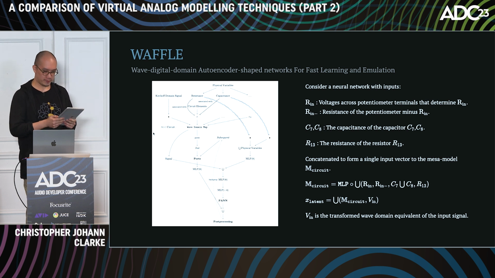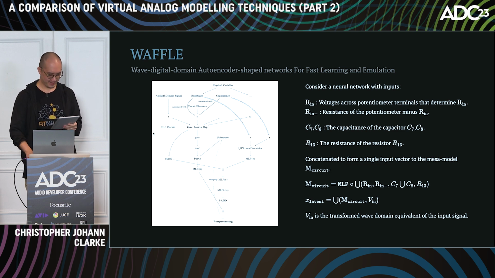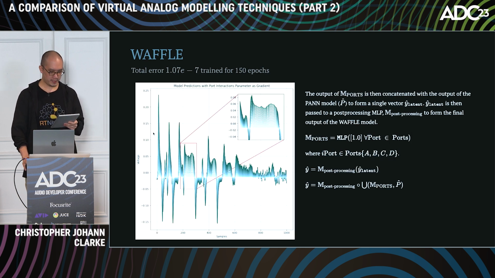Lastly, I want to speak about WDF, which stands for Wave Digital Domain Autoencoder Shaped Networks for Fast Learning and Emulation. To sum up, this model uses the conversion to the wave digital domain as a form of feature analysis for the networks, as well as physics-approximating neural networks to resolve the physical measurements of the components. These are then concatenated with a set of trainable port interaction parameters to mimic the WDF structure of the R adapter. I refer you to my thesis for more information about this. I'm happy to discuss more afterwards.